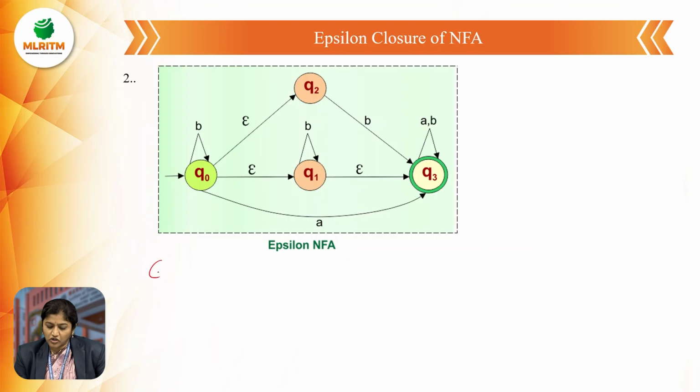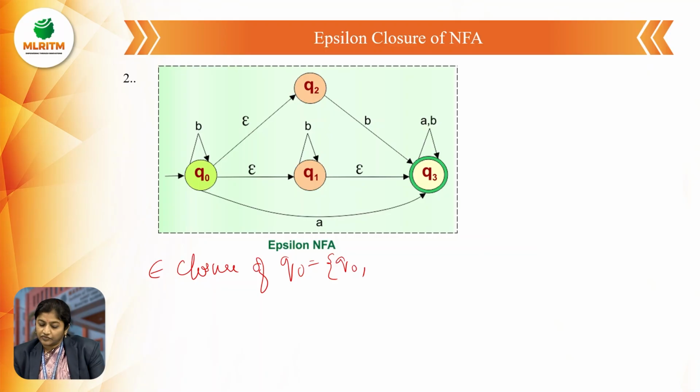Epsilon closure of Q0 first. Q0 will be the same state first. From Q0, epsilon symbols are connected to other states: Q0 to Q1 first, and Q1 to Q3 is also there. Next, Q0 to Q2 is also there. Already Q0 is there, no need to write it again. Next, Q2 to Q3 is also there. So this implies Q0, Q1, Q2 and Q3.